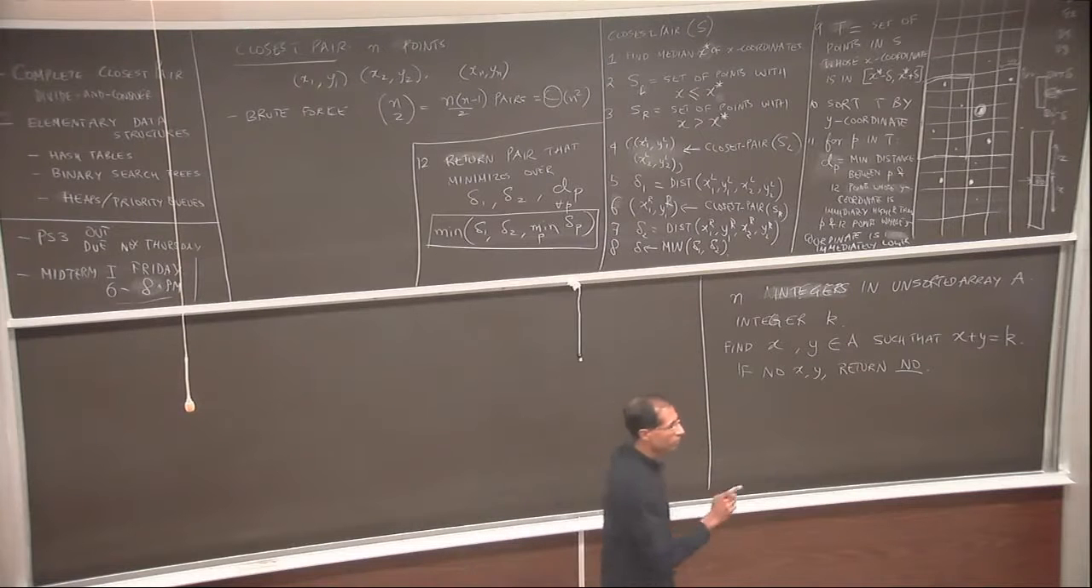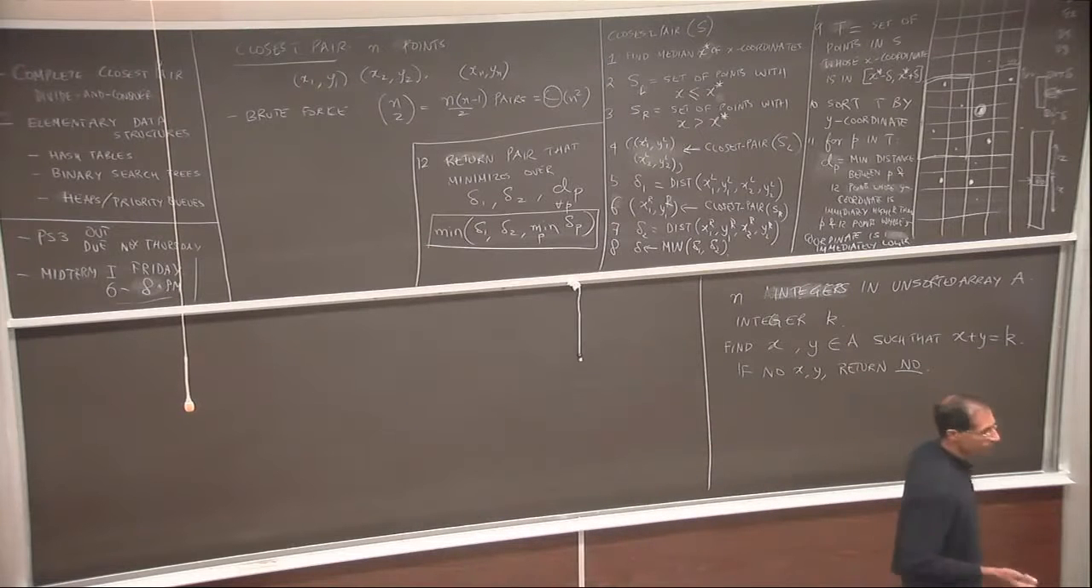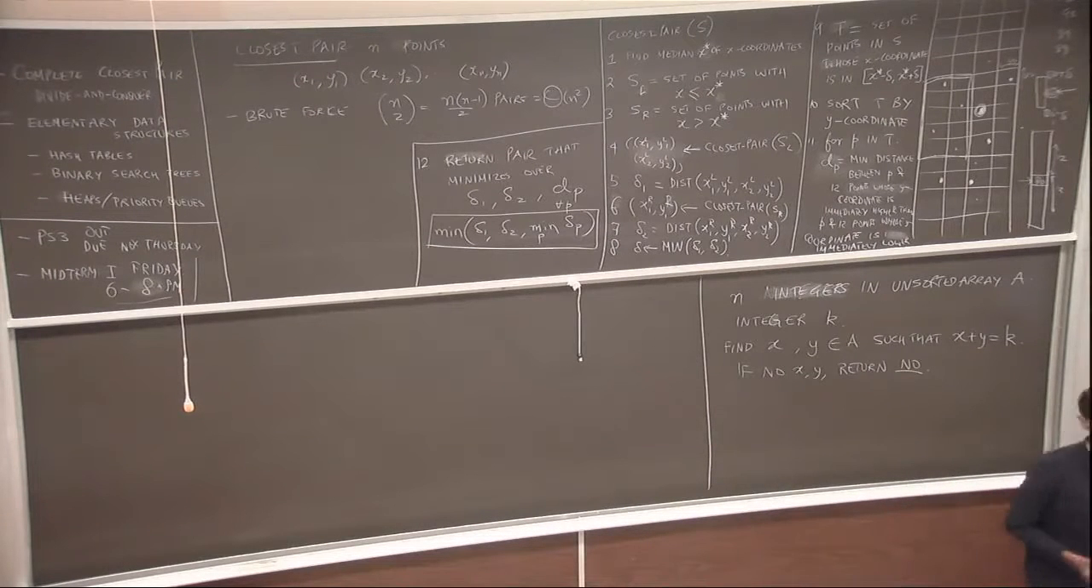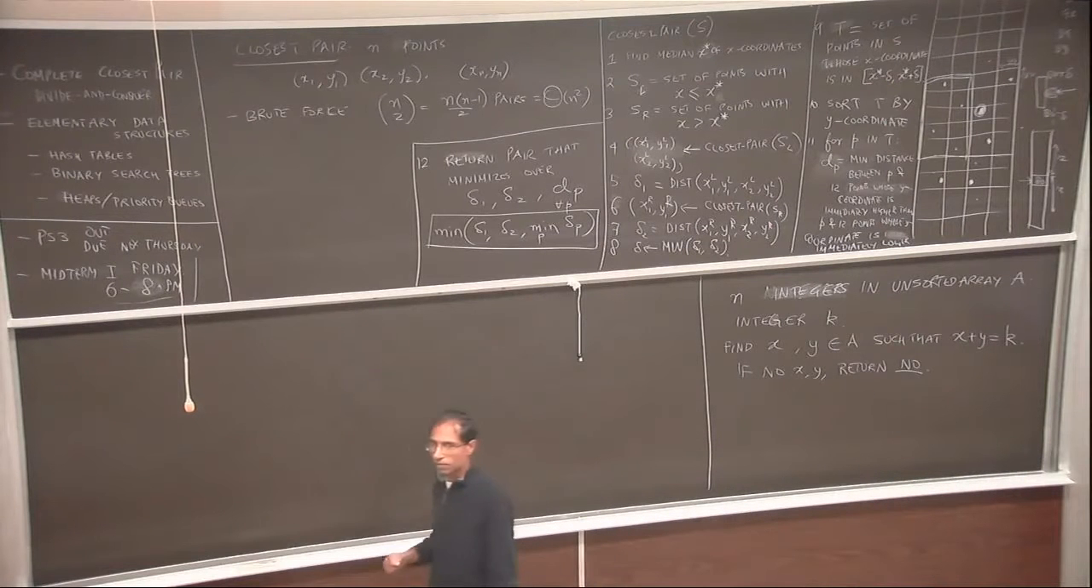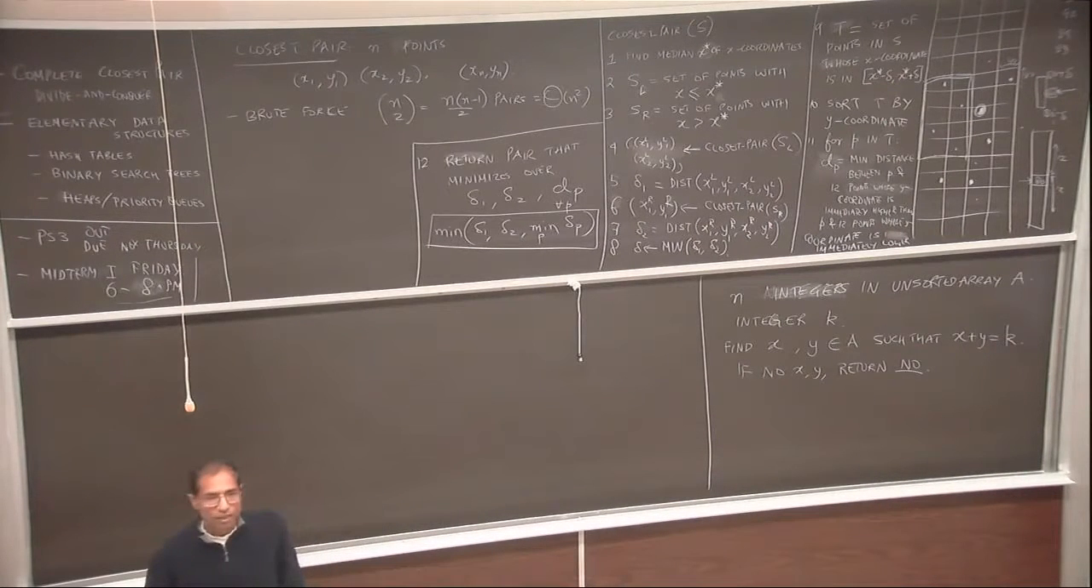These are just integers: positive, negative, 0. If you find one such pair, is it enough? It's enough. Just find one, that's enough. Just return it. If it's sorted, assume there are no duplicates if it helps you.